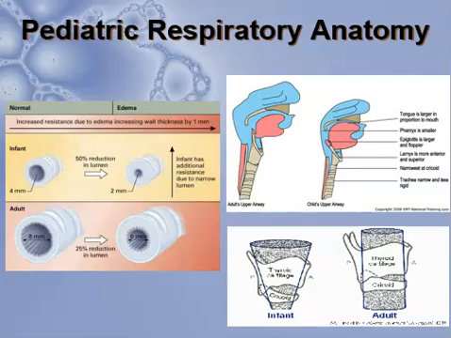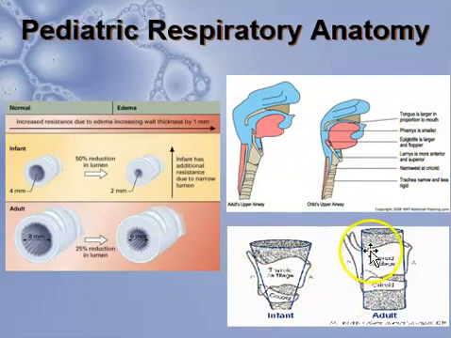Here is a picture. You can see the amount of, at 25%, this would represent swelling. You can see how small an infant and child's airway is compared to what swelling to an adult airway would do. And you can see here the anatomy.